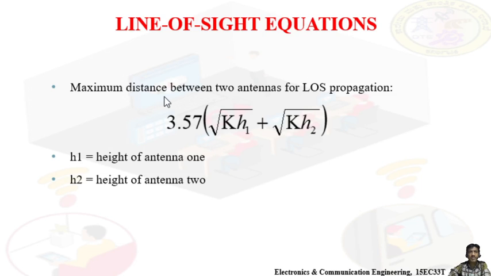The maximum distance between two antennas is given here. In this case, you can easily find out the maximum distance over which the wave propagates from transmitter to receiver. The expression is 3.57 into square root of kh1 plus square root of kh2, where h1 is the height of antenna 1, h2 is the height of antenna 2.